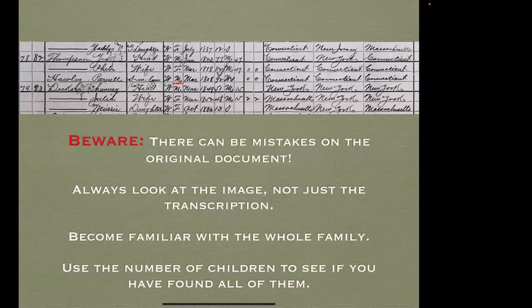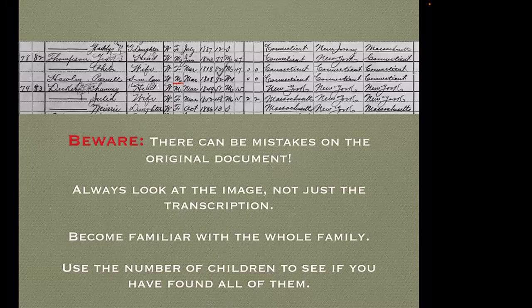Here's an example where I found an error in the census itself. The enumerators weren't perfect, and in copying the information, they could have made a mistake. This is Parnell Moses Howley, and she's a sister-in-law. She's extracted as a male, but she's actually the sister-in-law, not a son-in-law. So beware, there can be mistakes on the original document.